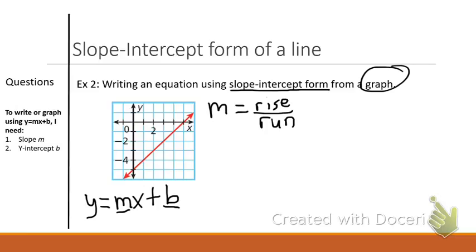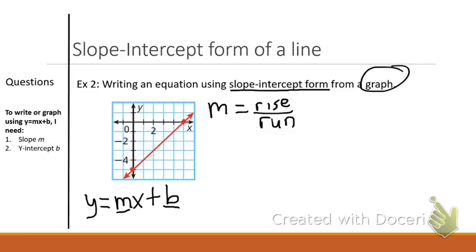If slope is equal to rise over run, I simply have to go through my graph, and I'm going to count from one point to the next point to see if I can find my slope. So I'm going to choose 2 points to count from. I'm going to choose the point 0, negative 5, and I'm going to choose the point 5, 0. And simply going to do exactly what we did in class.